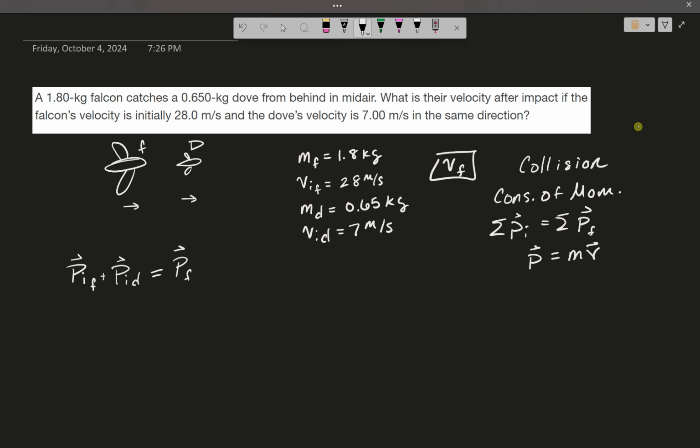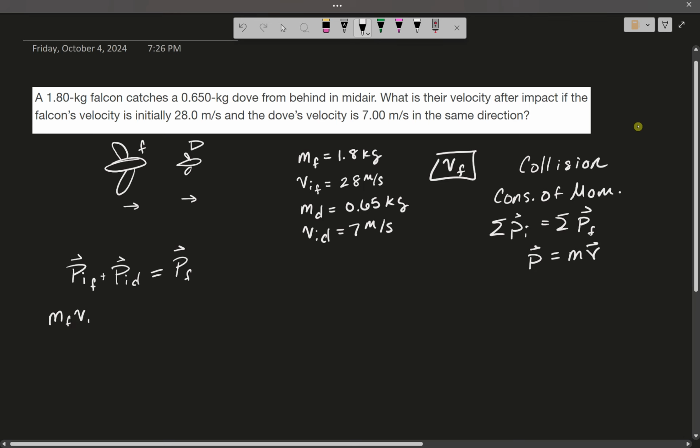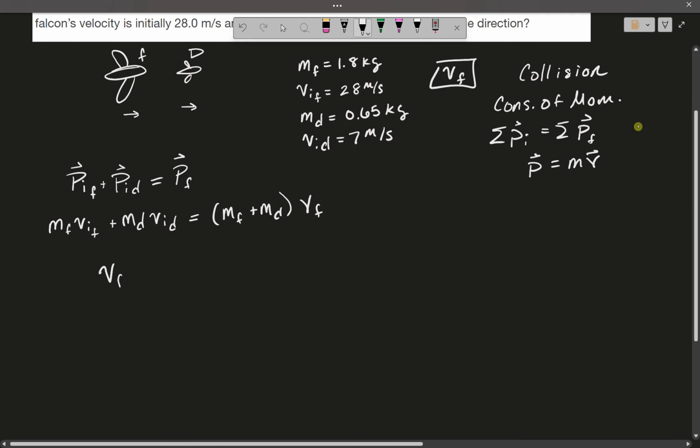up moving together. So I have the mass of the falcon times the initial velocity of the falcon plus the mass of the dove times the initial velocity of the dove, and this will have a combined mass of the falcon and the dove, because they'll be moving together, with one final velocity. So the final velocity is equal to the mass of the falcon times the initial velocity of the falcon plus the mass of the dove times the initial velocity of the dove divided by their combined mass.